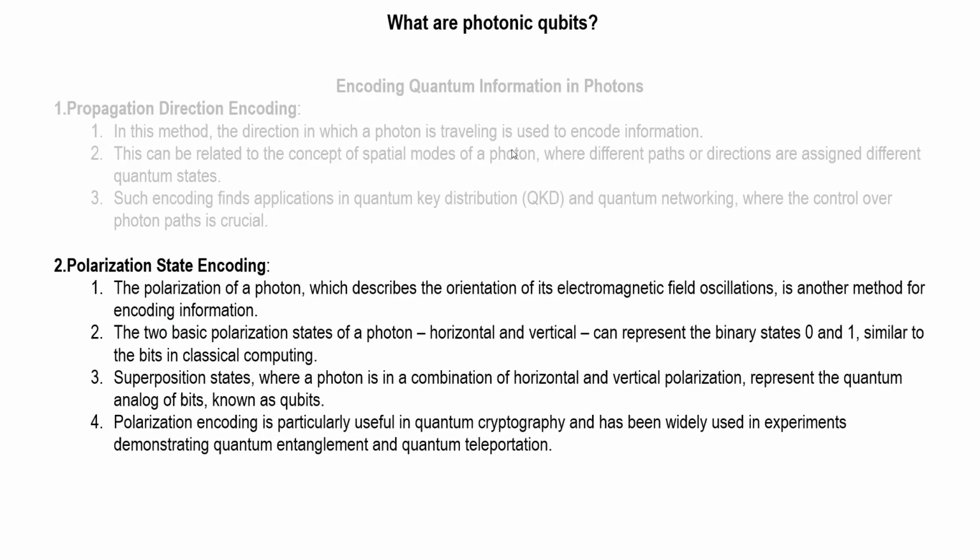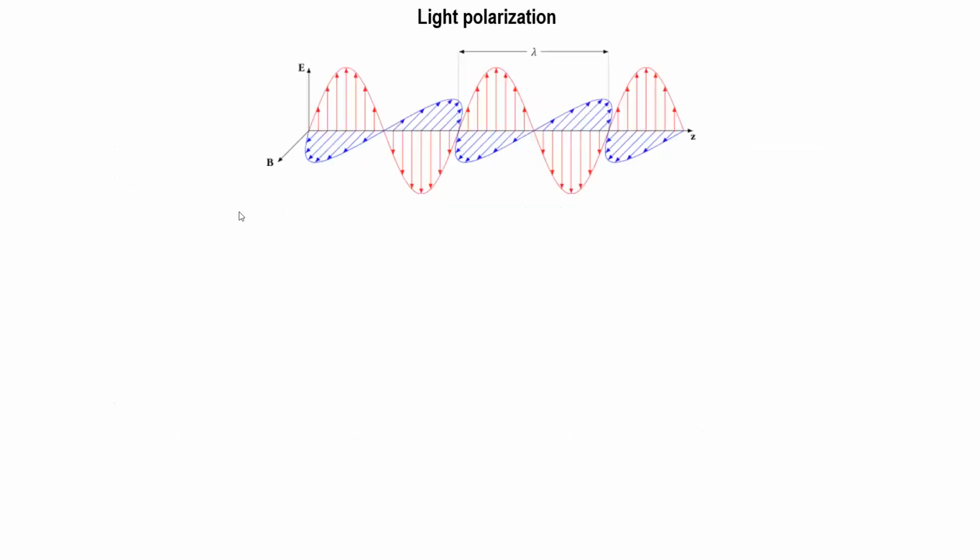Okay. All right. So this part was about encoding quantum information into the propagation direction. And now I want to transition to the polarization state encoding. The polarization state encoding is the way to encode quantum information into the state of polarization.